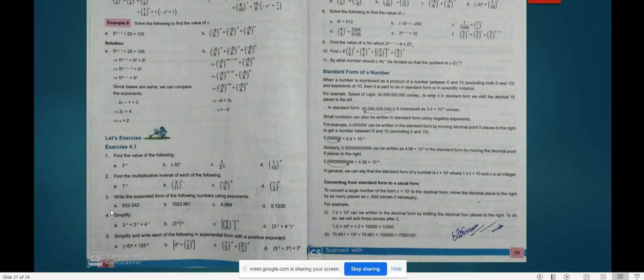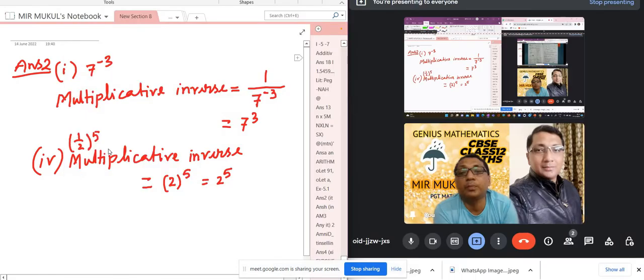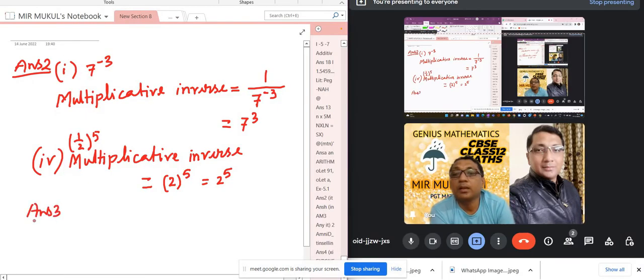Okay. Now question number 3. Write the expanded form of the following number using exponents. The one I am doing is 632.542. This is the first question.